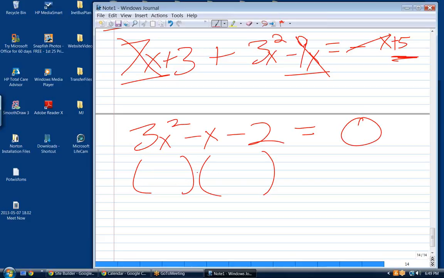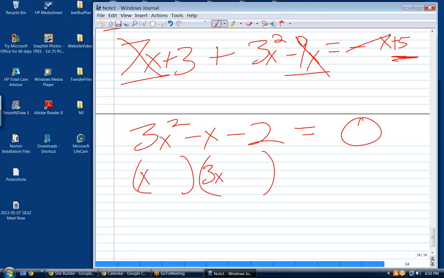What are my first two terms going to be? Or I should say, what's my first term in each expression going to be? X. Well, it can't be x and x because that multiplies to give you x squared, not 3x squared. So what are factors of 3x squared? About those two. X times 3x is 3x squared.